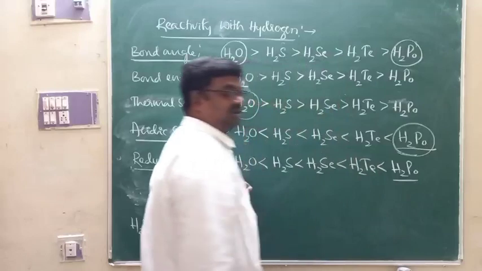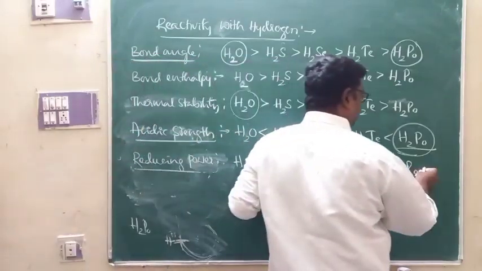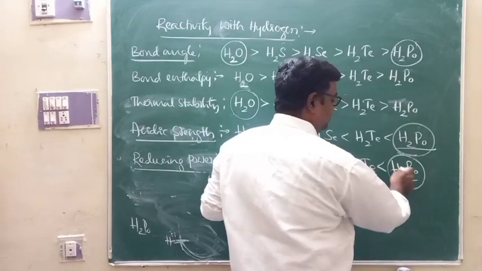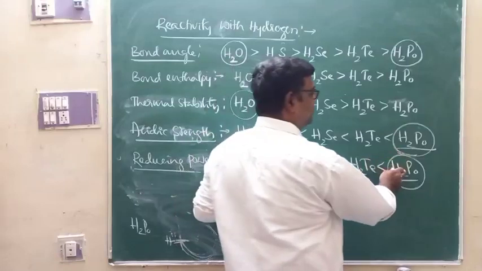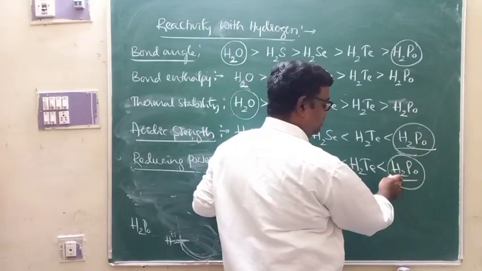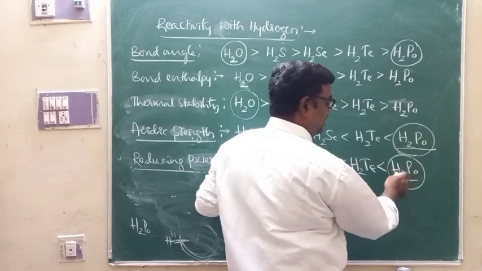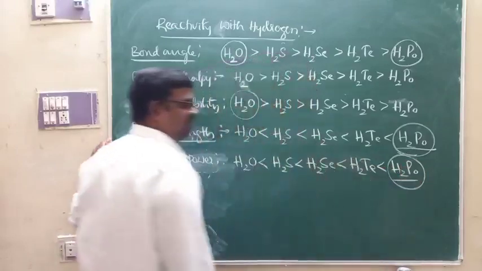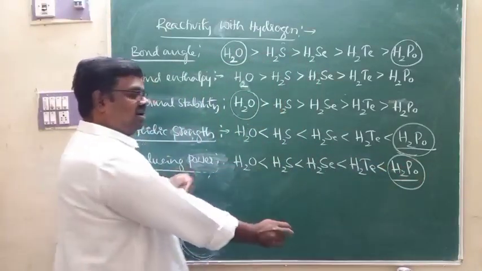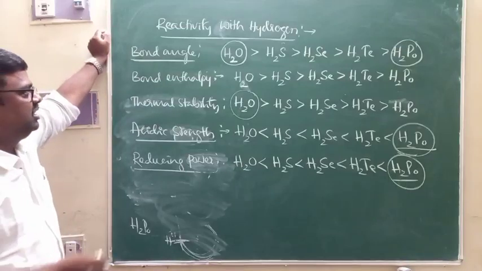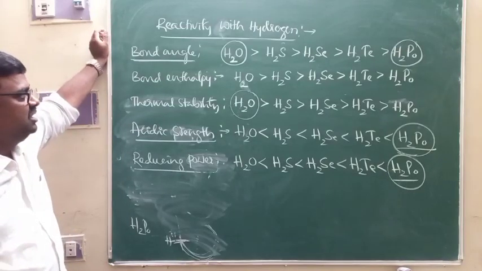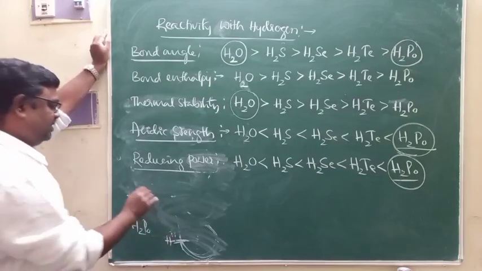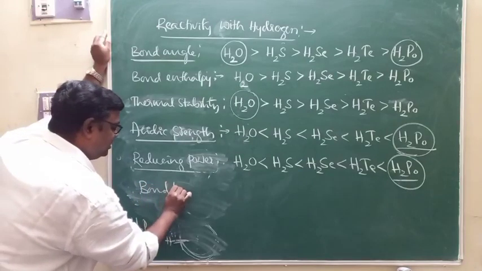And of course, in the case of H2Po, the H-Po bond is very, very weak, because it is a very big atom to which hydrogen is attached. Its bond enthalpy is least, that is, the energy required to break the bond is very, very less. Therefore, it can easily release hydrogen atom. Therefore, H2Po is a powerful reducing agent. H2O is the weakest reducing agent. So this is one more property as far as hydrides of group 16 elements are concerned.